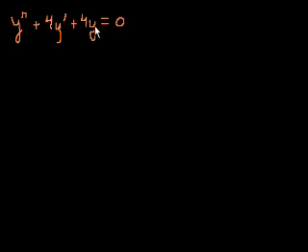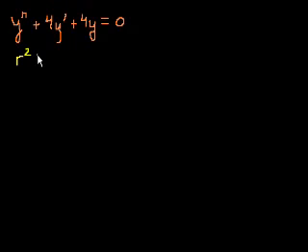Let's say we have the following second order differential equation. We have the second derivative of y plus 4 times the first derivative plus 4y is equal to 0, and we're asked to find the general solution to this differential equation. So the first thing we do, like we've done in the last several videos, we'll get the characteristic equation.